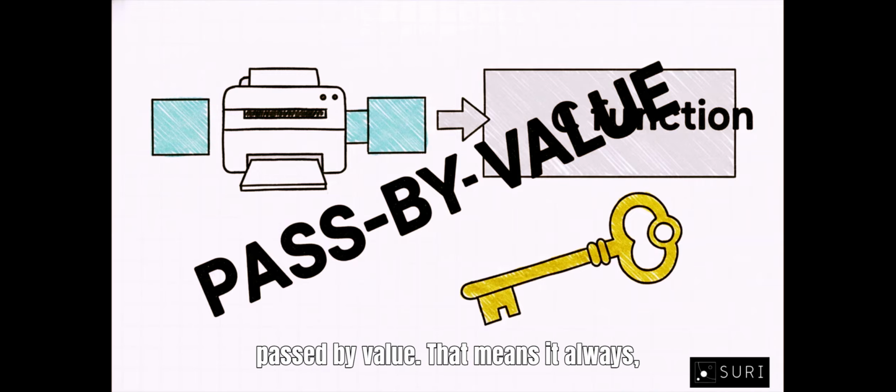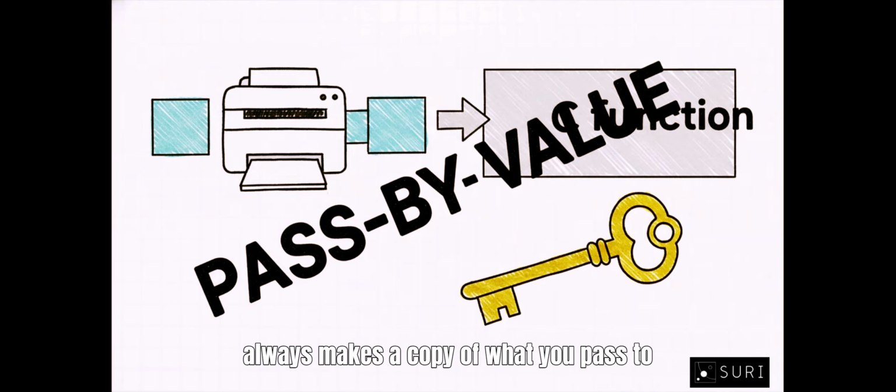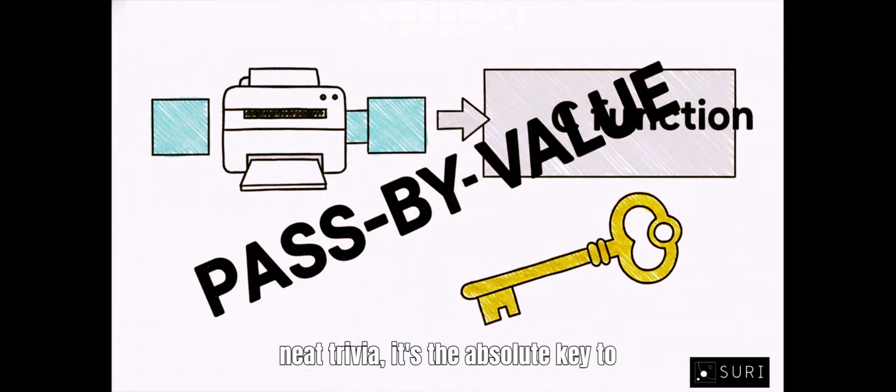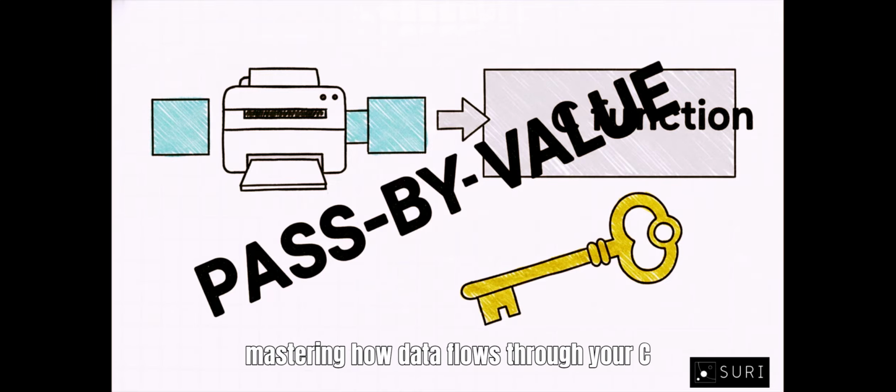So, if there's one thing you take away from all of this, let it be this. C is pass by value. That means it always makes a copy of what you pass to a function. Getting this isn't just some neat trivia, it's the absolute key to mastering how data flows through your C programs.